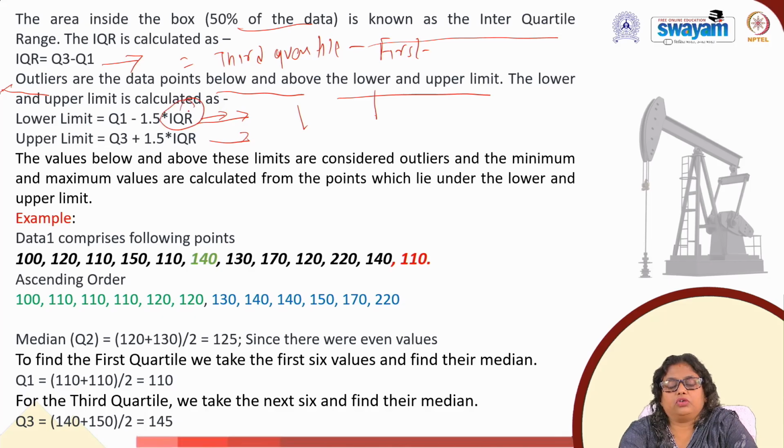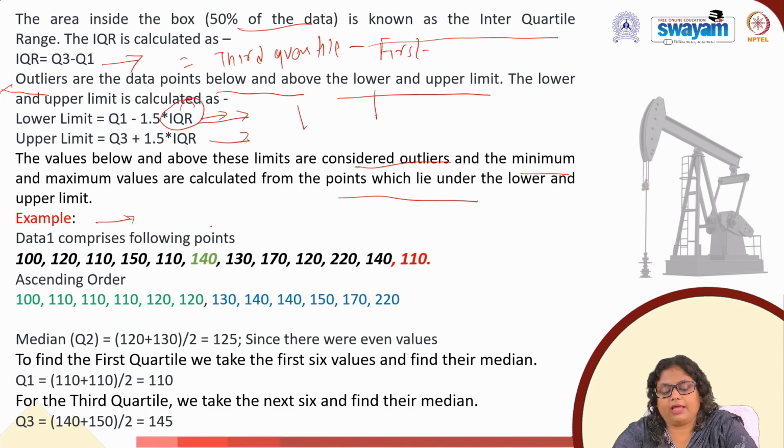First you need to calculate the IQR, the interquartile range. The values below and above these limits are considered outliers, and the minimum and maximum values are calculated from the points which lie within the lower and upper limits. Okay, so this is the thing. Now we can understand the same thing better using an example.